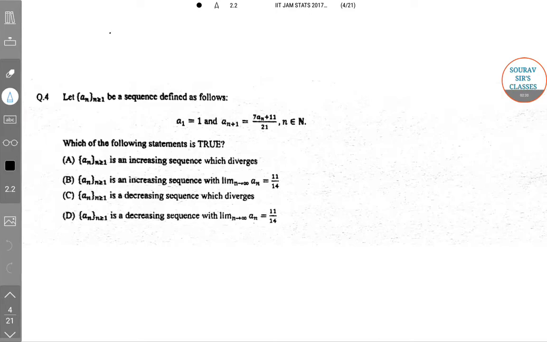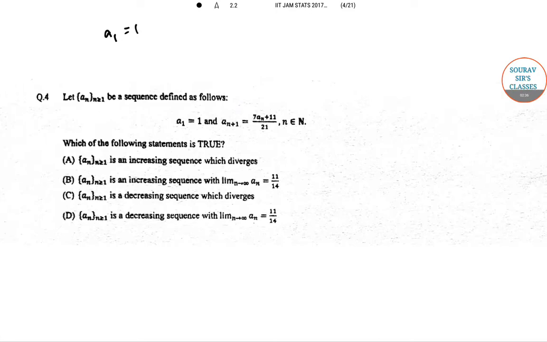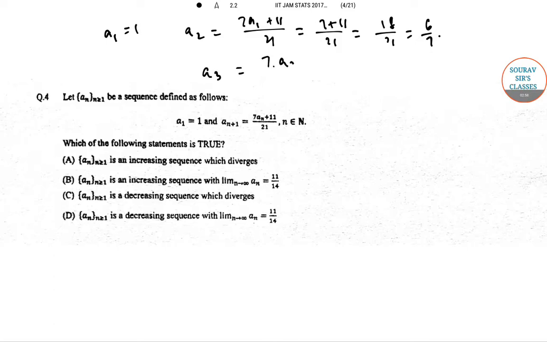Now a1 is equal to 1, so a2 becomes (7a1 plus 11) by 21, that is (7 plus 11) by 21 or 18 by 21, which is equal to 6 by 7. Now a3 becomes (7a2 plus 11) by 21, that is (6 plus 11) by 21, which is 17 by 21, that is less than a2.